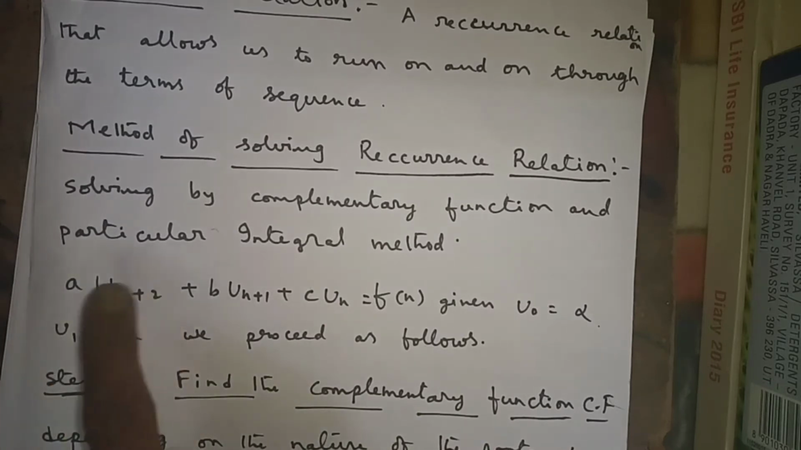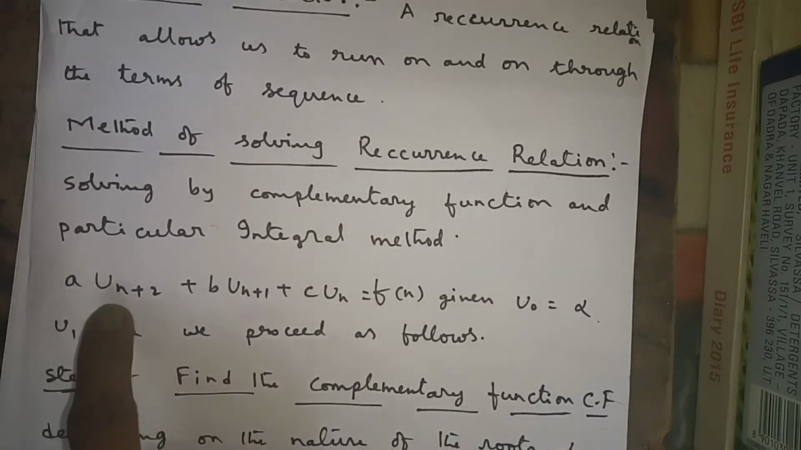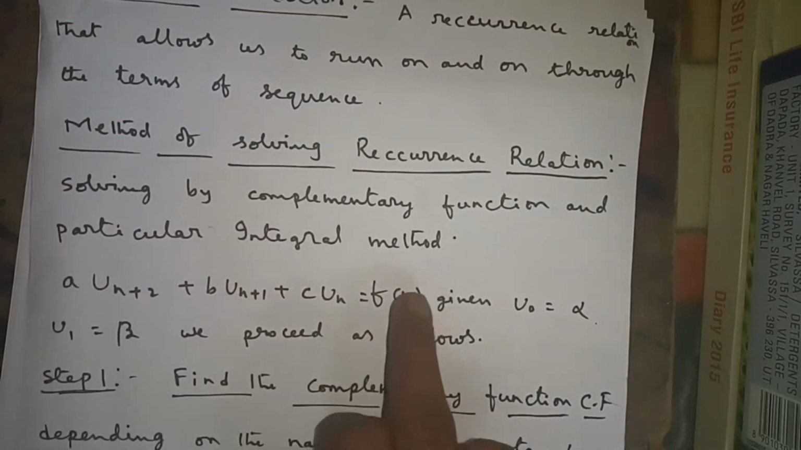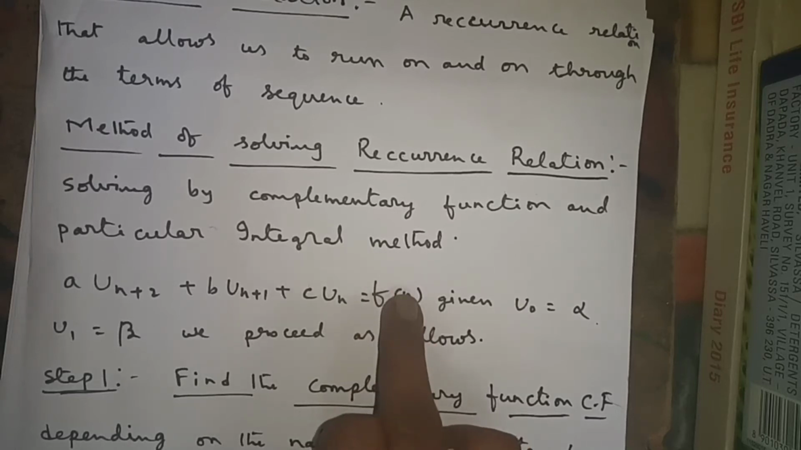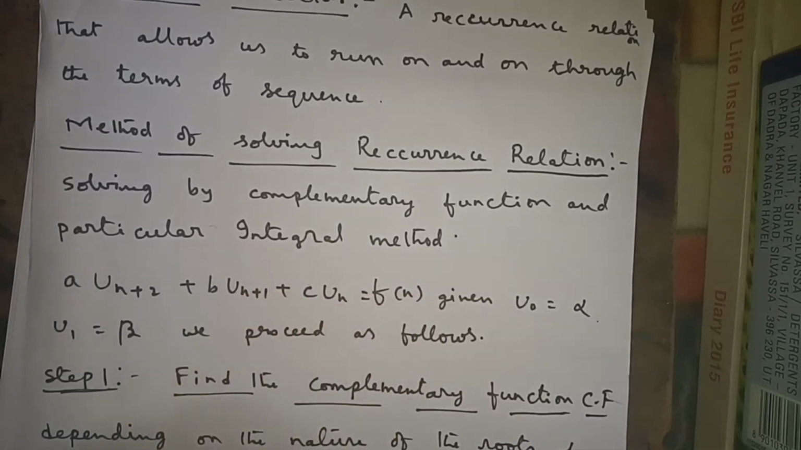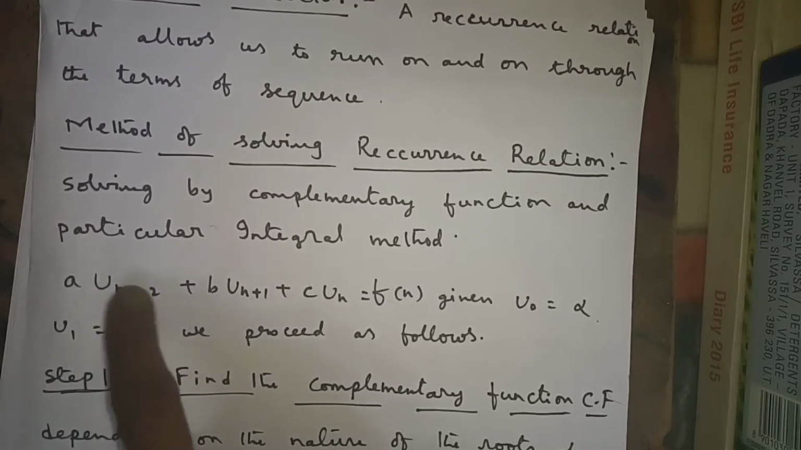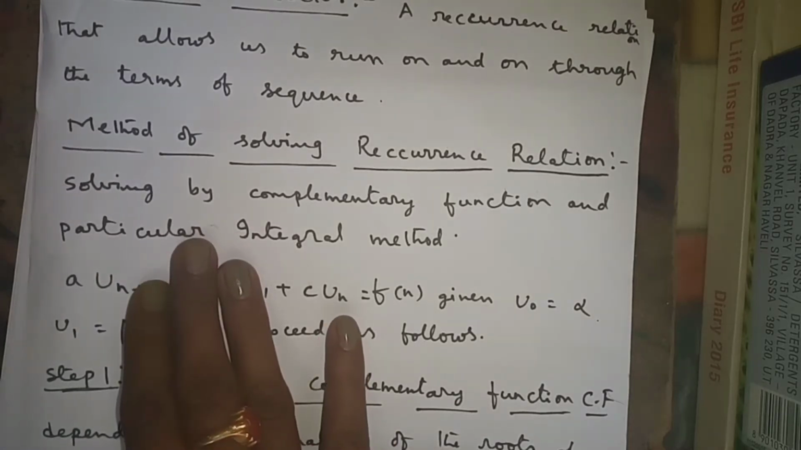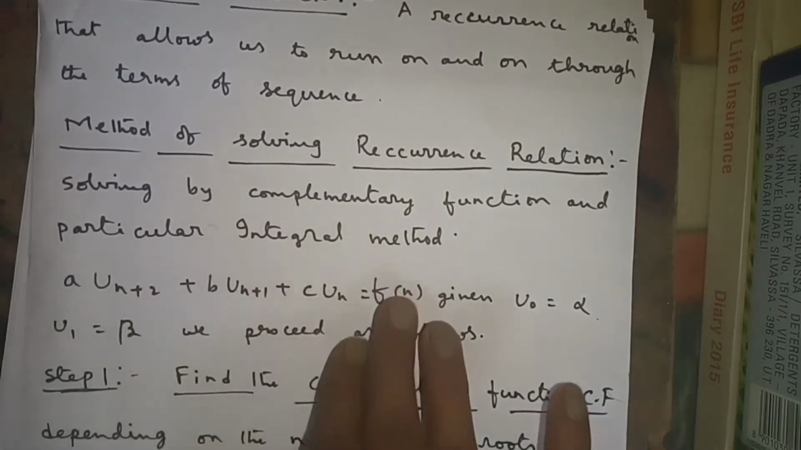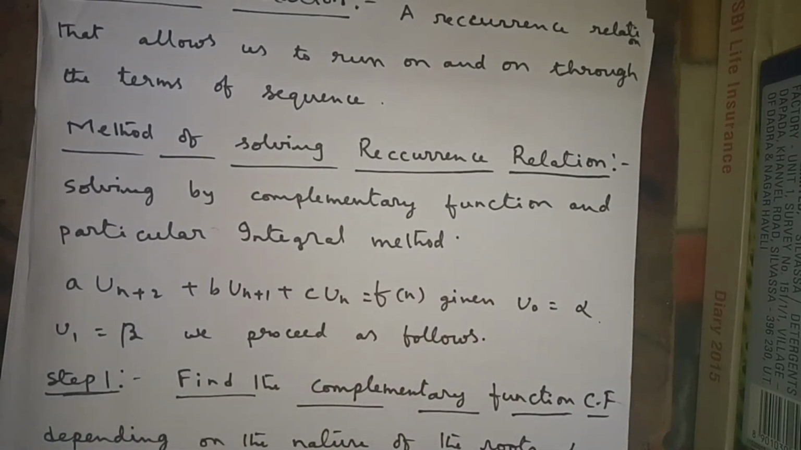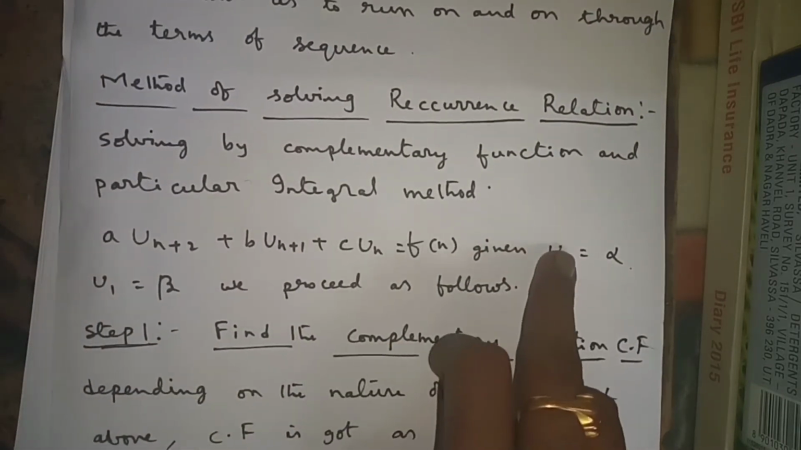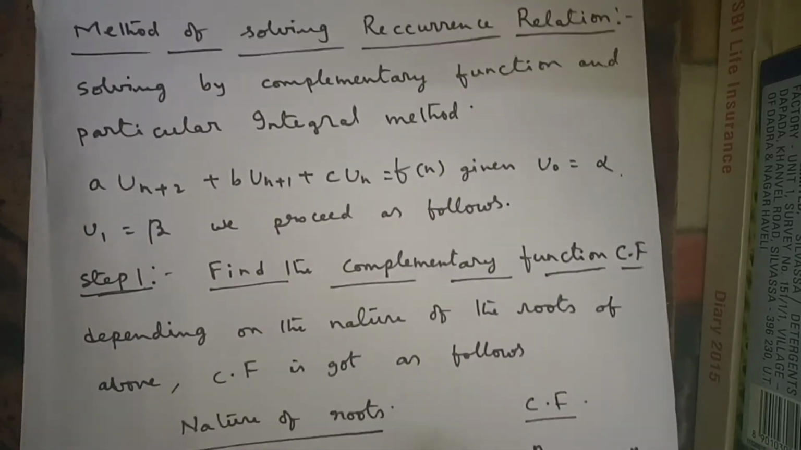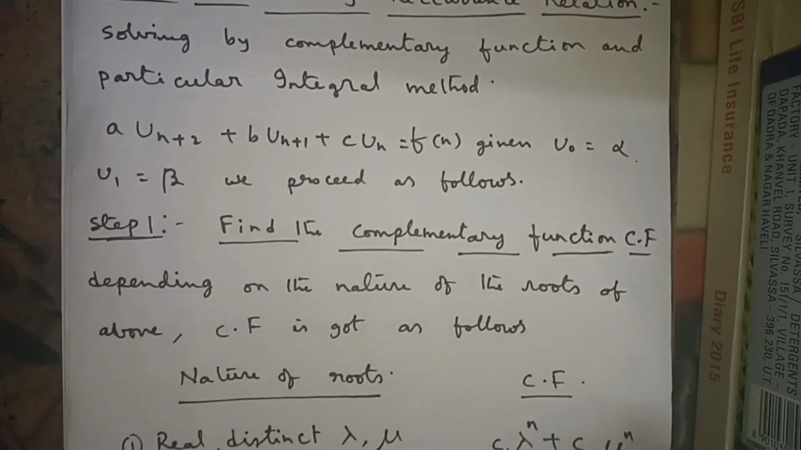Now, if the given recurrence relation is in the form of A u(n+2) plus B u(n+1) plus C u(n) is equal to f(n), this is the LHS, this is the RHS. Based on the RHS, we will get the particular integral. Based on the LHS, we will get the complementary function, from higher degree to lower degree. Remember, using the LHS you will get the complementary function, and using the RHS we will get the particular integral. Now, given the initial conditions u0 is equal to alpha, u1 is equal to beta, we proceed as follows. The formulas part I will tell you, and then we will do the problems.